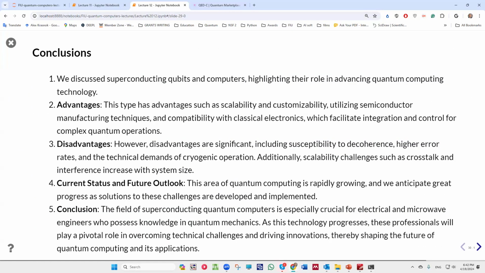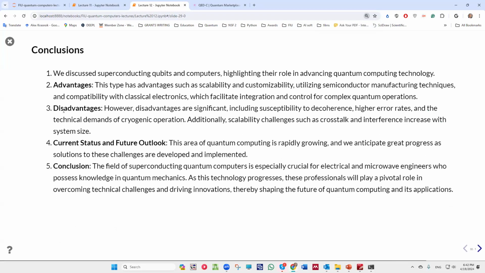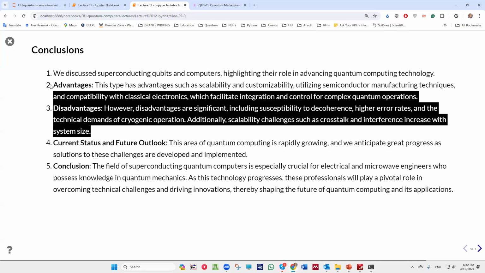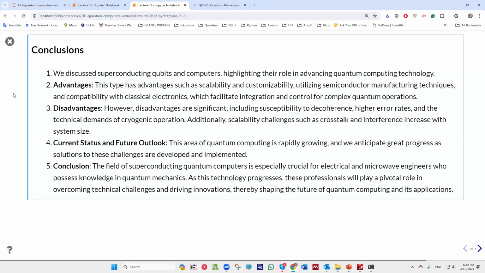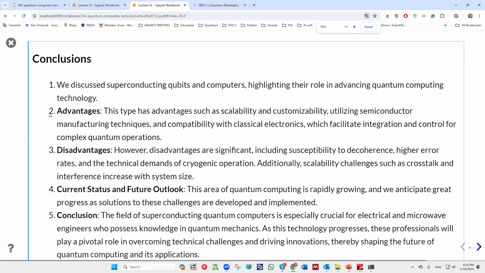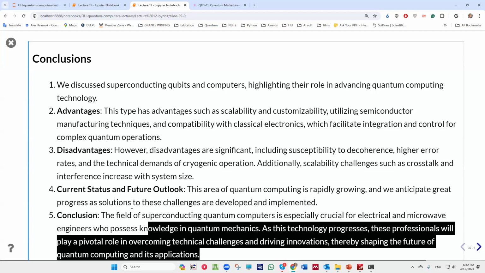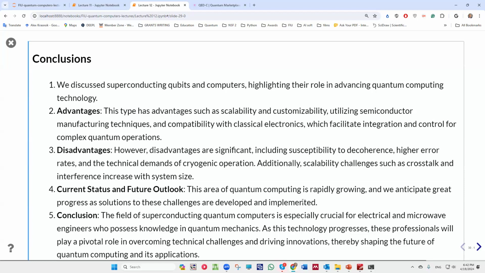A few conclusions. Today we discussed the superconducting quantum gates. They have a number of advantages and a number of disadvantages. At the end of the day, this type of qubit is the most popular. The vast majority of the most powerful quantum computers today are based on Josephson junction quantum circuits. This area grows a lot, and we will for sure have much more powerful computers very soon. The progress in this area is pretty fast.